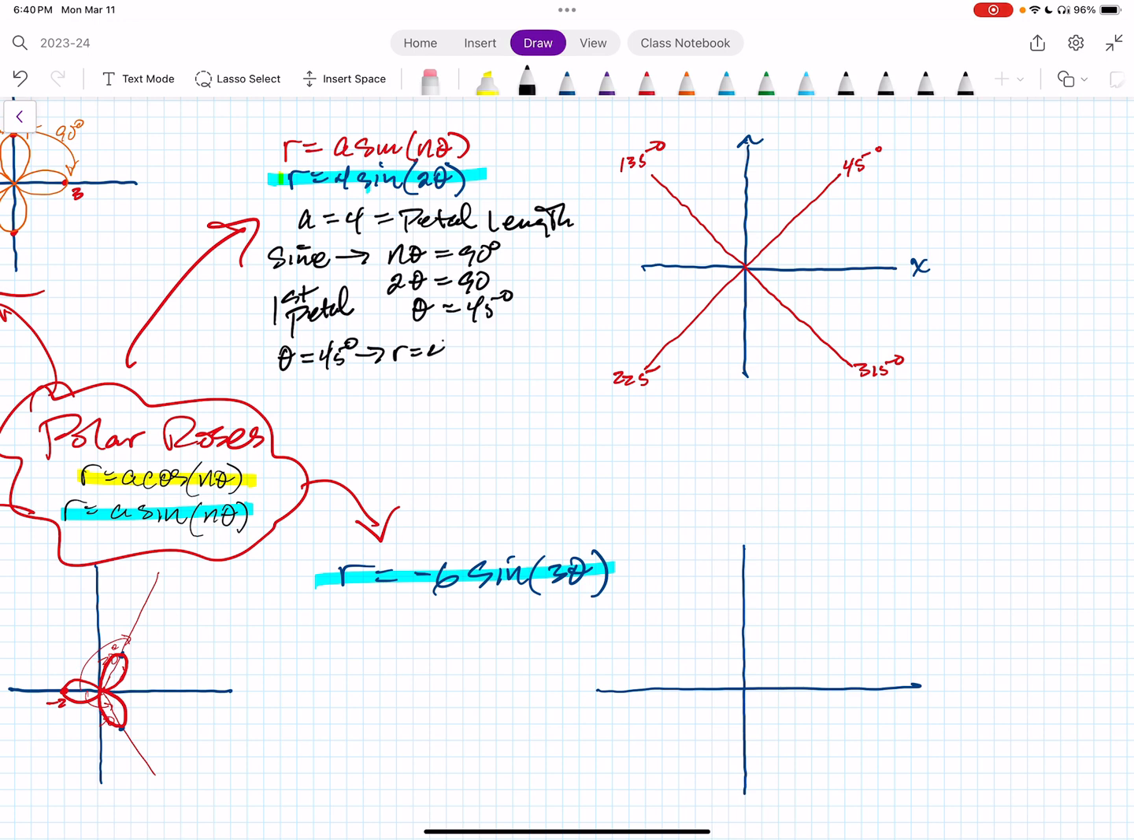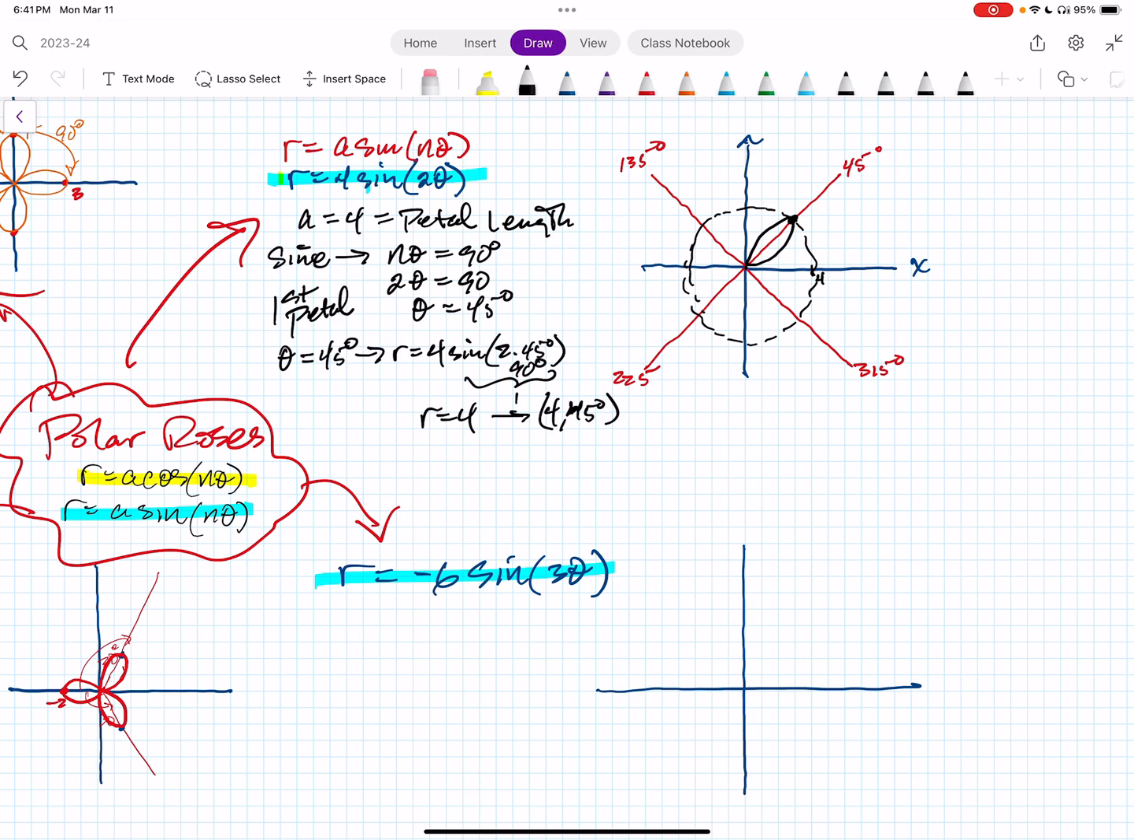R is equal to 4 times the sine of 2 times 45. Now, 2 times 45 is 90. Sine of 90 is 1, right? And 4 times 1 is 4. So already I know that 4 comma 45 degrees is on the graph. So I'm going to go up 4 units and plot a point. Now, on the horizontal, 4 units is about here, so I'm going to have to approximate. Because remember, we're dealing with a circle, right? Okay, so maybe 4 is about here. So here's my first petal.